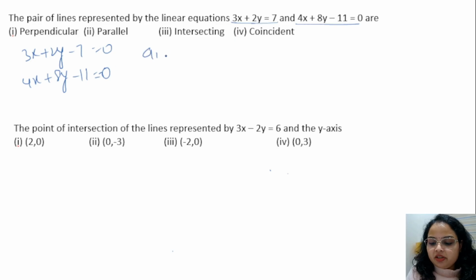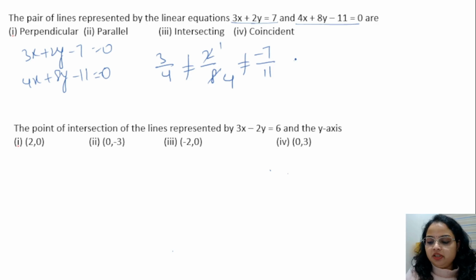Here a1 is what? a1 is 3. So we will directly take the ratios. a1 by a2 is 3 by 4. And b1 by b2 is 2 by 8. And c1 by c2 is minus 7 by 11. Okay, 2 by 8 is 1 by 4. See here all the three ratios are different. So the lines are intersecting. The lines are intersecting. Okay, third option.